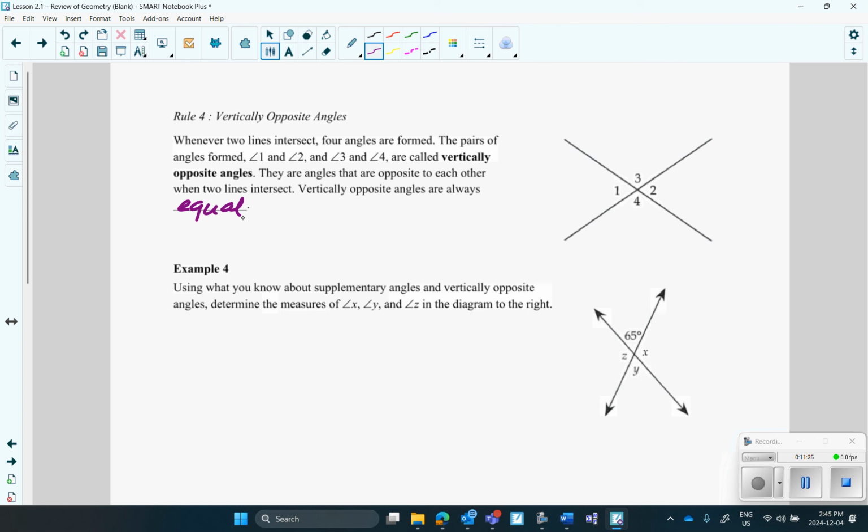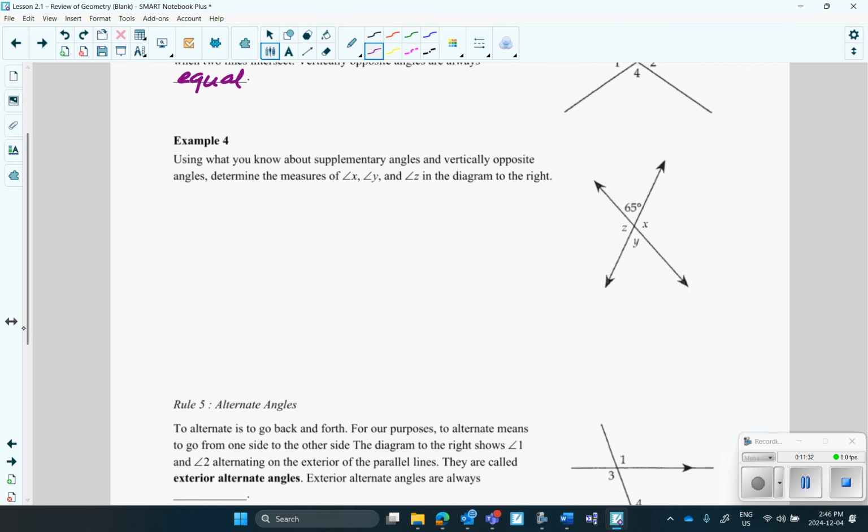So, knowing what we've talked about angles so far, here's a diagram. So here's a sample question, something you could see. You're given one of the angles, tell me the other 3. Okay, why 65? Because they're opposite angles.